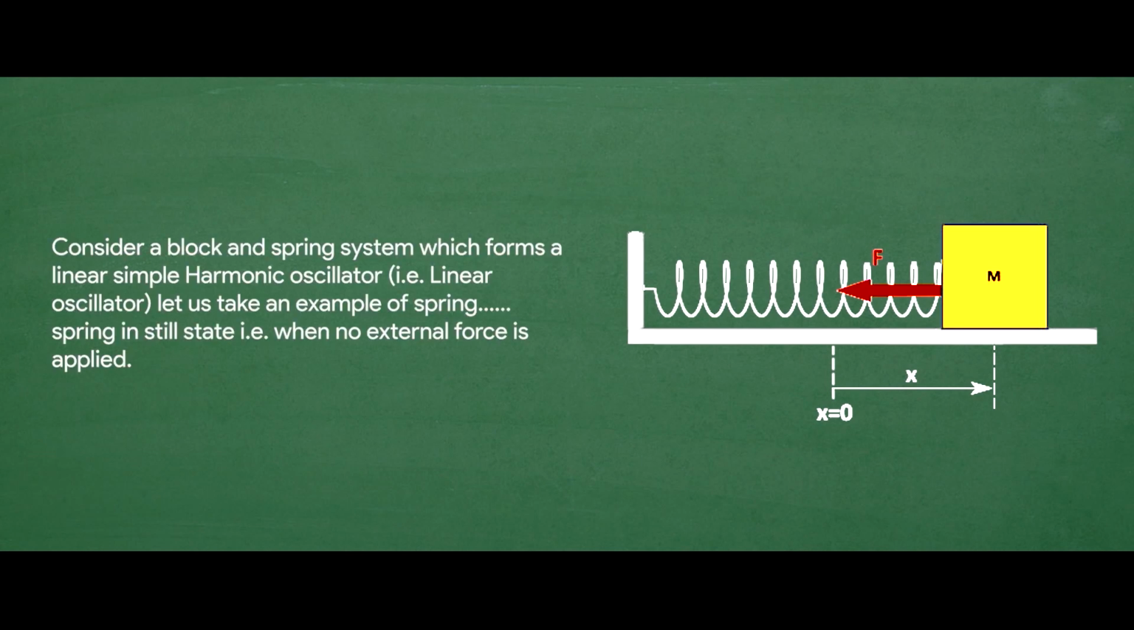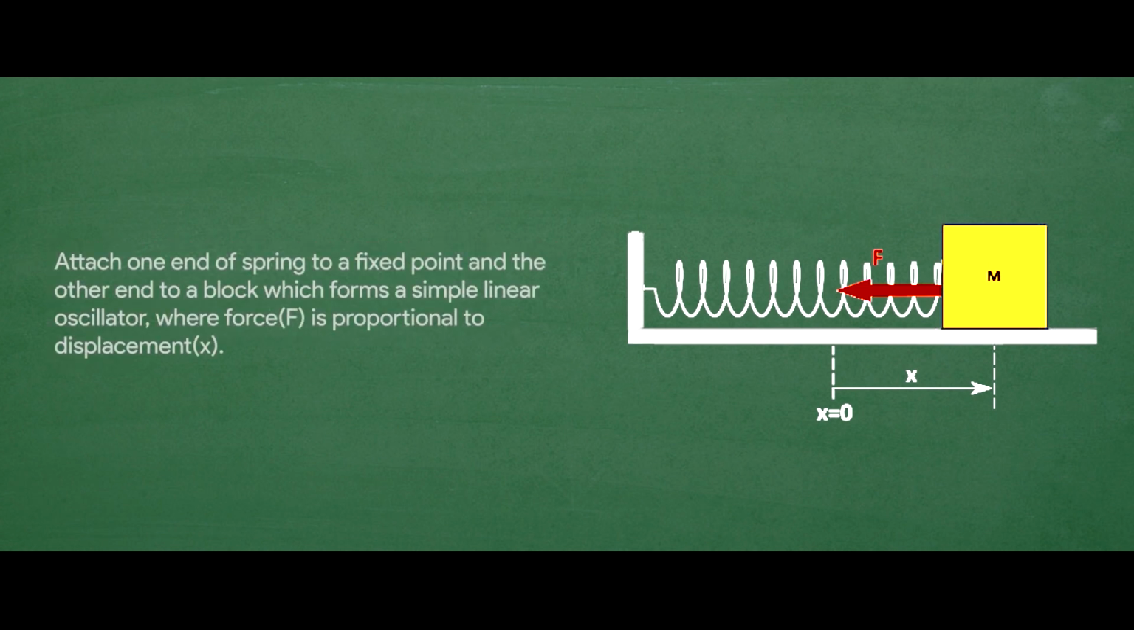Okay, so consider a block and spring system which forms a linear simple harmonic oscillator, which can also be called a linear oscillator. So how to design this? Suppose you are working in a lab, and if you want to design a simple linear oscillator, it's very simple. Take a spring, fix one end at a rigid point and the other end to the block. Remember, we are not going to use it in the vertical manner, but on a horizontal table. So it forms a simple linear oscillator.